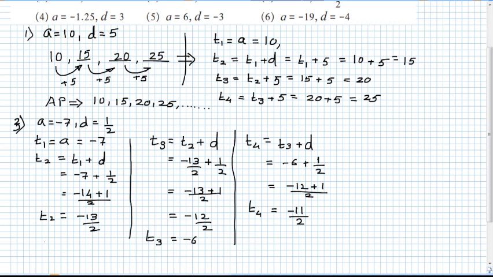Okay. So now what is the AP? Final answer. What is AP? Don't forget first term. First term is minus 7. We have to write that. Minus 7. T2 is minus 13 upon 2. T3 is minus 6 and T4 is minus 11 upon 2. So that is the AP. Okay. So I hope you got this part. This is how you should be solving this type of questions.